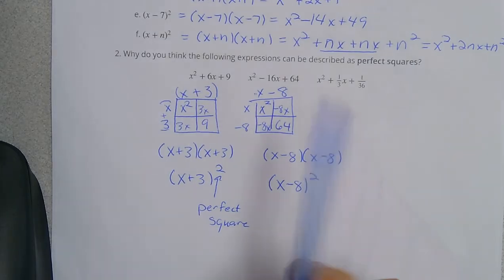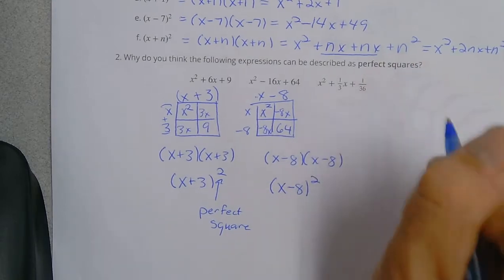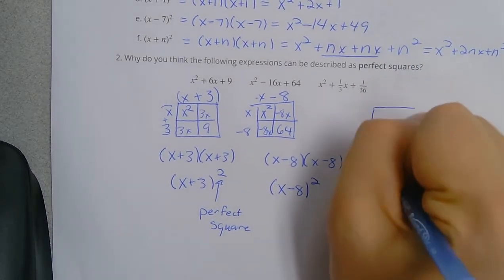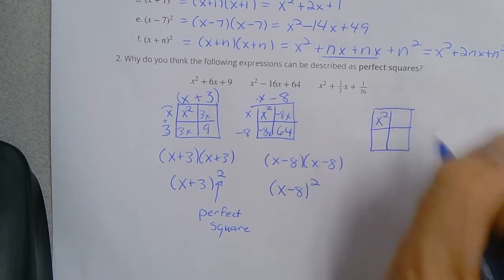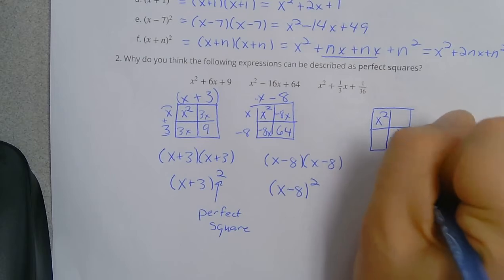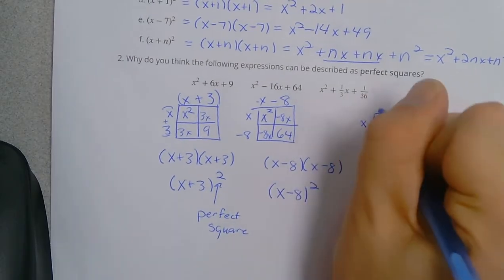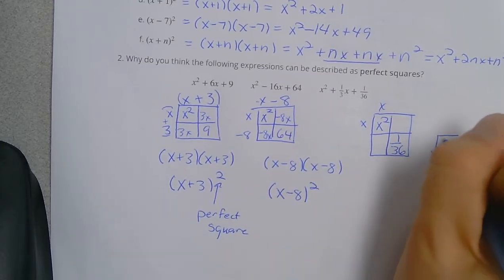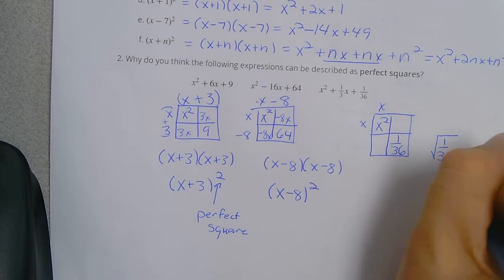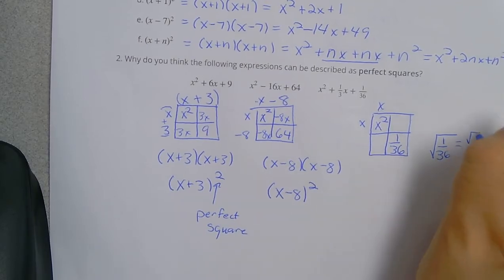And then lastly, x squared plus 1/3 x plus 1/36. To do that, we have x squared and 1/36. Now this is actually a little bit more difficult. So I know I'm going to have to take the square root of 1/36. So I'm going to do that, square root of 1 over 36. And then to take the square root of a fraction, you take the square root of both pieces.